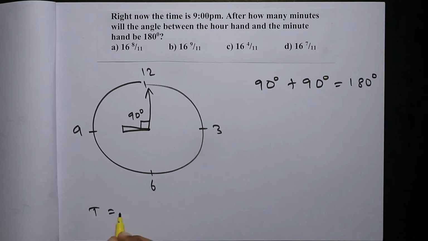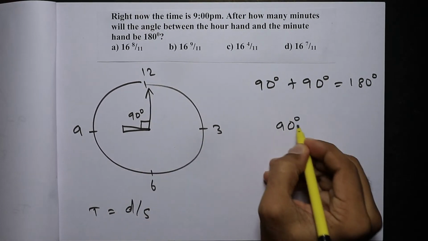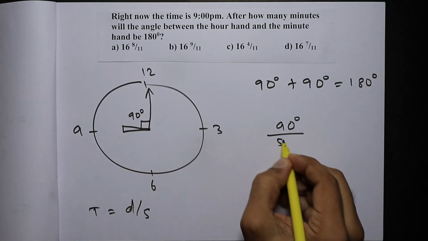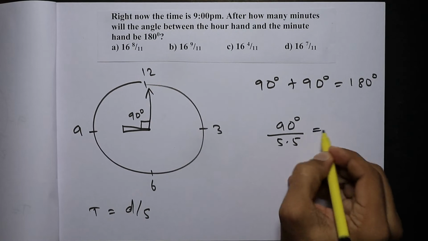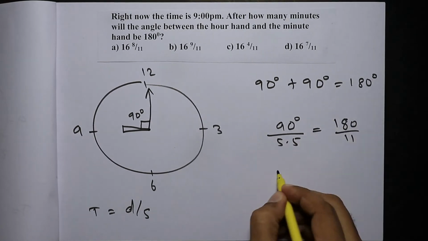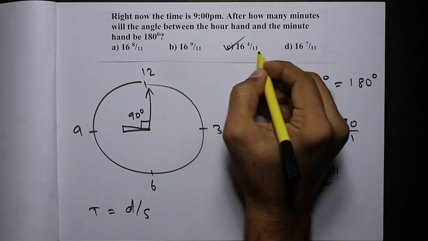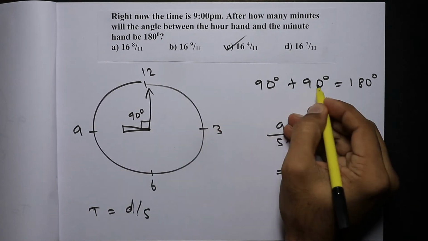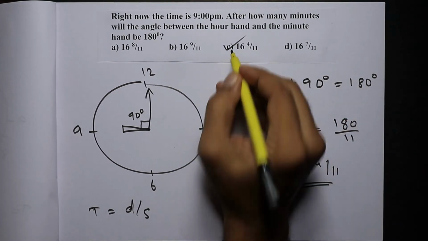Time required is given as distance by speed gives you time. The angle has to increase by 90 degrees. So distance to be moved is 90 degrees and it is increasing at 5.5 degrees per minute. So speed is 5.5 degrees per minute. Distance by speed gives you time. So this is the time required. You will get it as 180 by 11. That you will get as 16 4/11. That is option C, 16 4/11. In this many minutes, the angle will increase by 90 degrees, and 90 plus another 90, it will become 180 degrees. So time required is 16 4/11, option C.